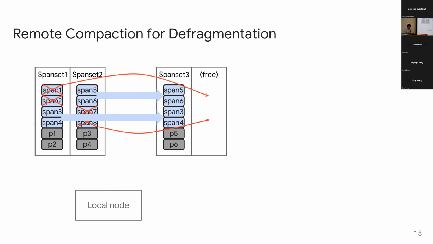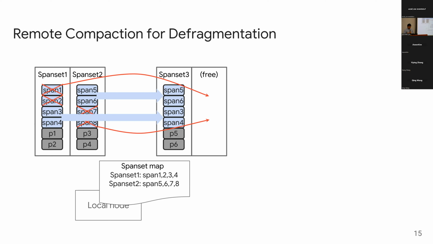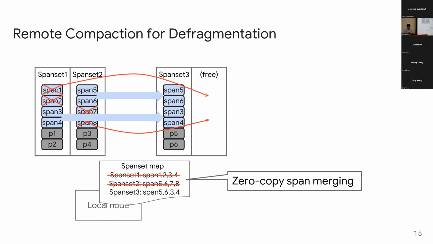Additionally, during merging spans, we do not really memory copy span data. Instead, the local node maintains a span set mapping that maps each span set to its spans. To merge remaining spans into a new span set, we just invalidate the old mappings for the old span sets and insert a new entry for the new span set. With this layer interaction, our remote compaction actually achieves zero copy span merging.